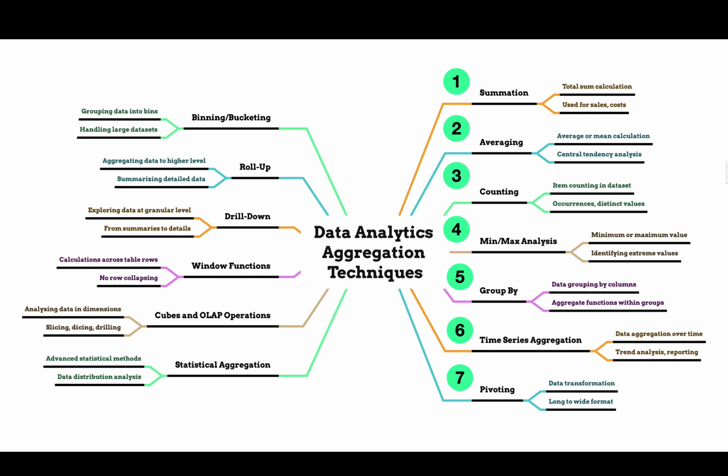7. Pivoting, transforms data from long to wide format, making it easier to compare variables and see relationships. 8. Statistical aggregation, involves using statistical methods like standard deviation, variance, etc., for more detailed analysis of data distribution and variability. 9. Cubes and OLAP operations, OLAP, online analytical processing. Cubes allow data to be analyzed in multiple dimensions, enabling complex analytical and ad hoc queries with rapid execution. Common operations include slicing, dicing, drilling down/up, and pivoting.